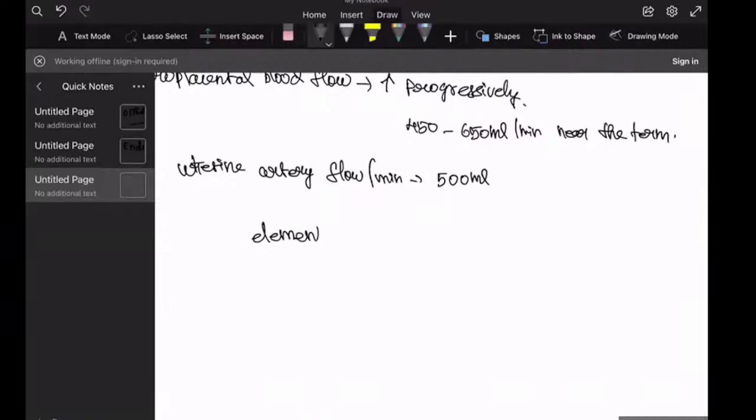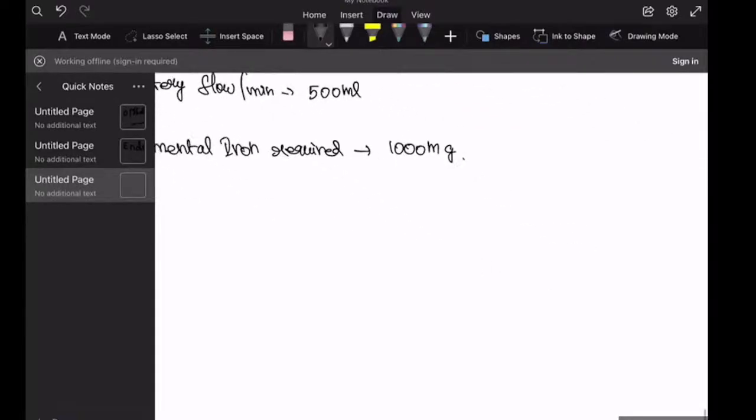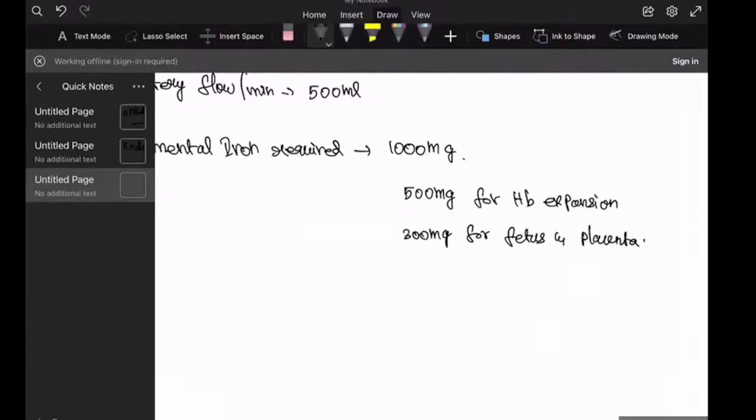Elemental iron required is totally 1000 milligram: 500 milligram for the hemoglobin expansion, 300 for the fetus and the placenta, and the balance is just wasted.